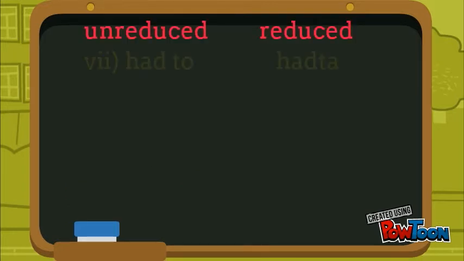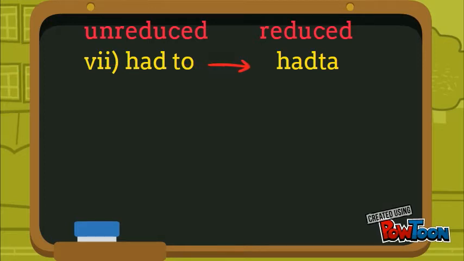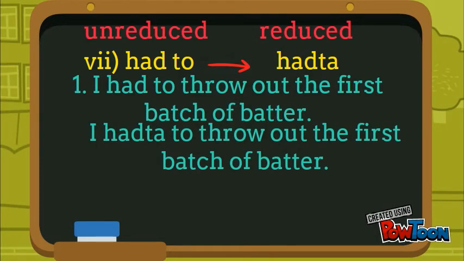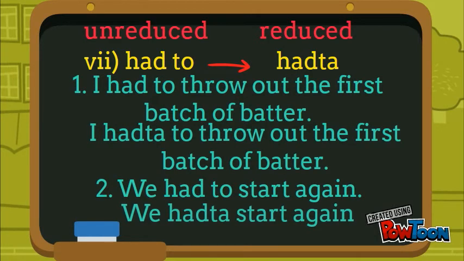And the final phrase is had to. Had to becomes had to. I had to throw out the first batch of batter. We had to start again.